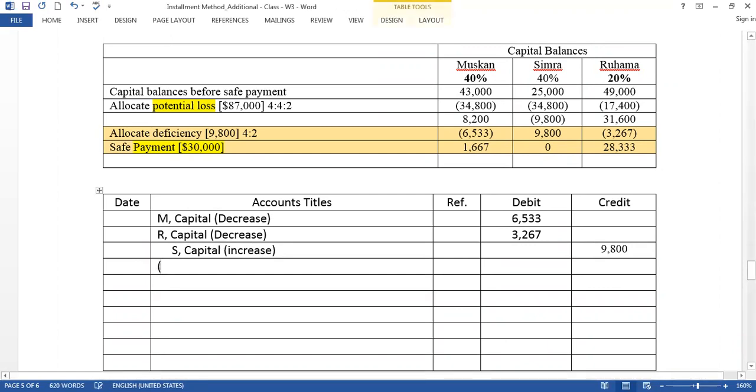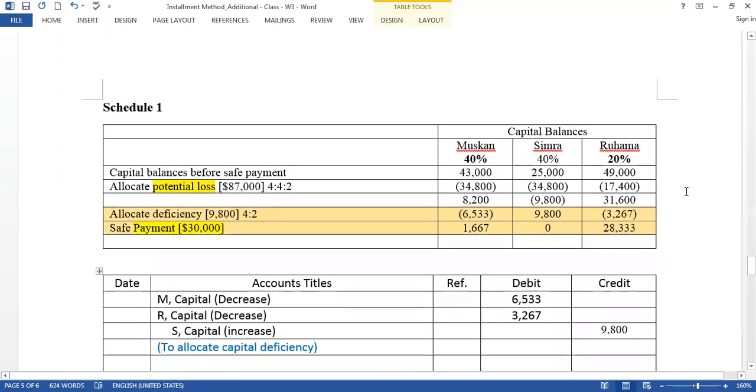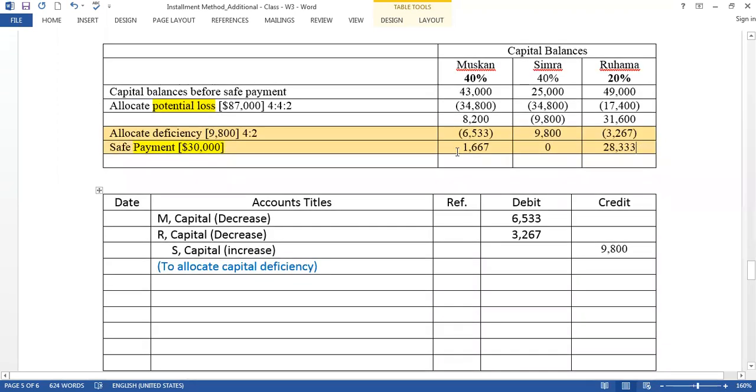So what is the narration here? To allocate capital deficiency. Now, after allocating capital deficiency, we are going to pay $30,000 cash, right?